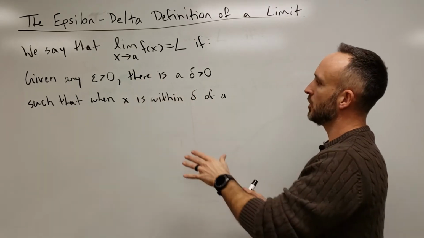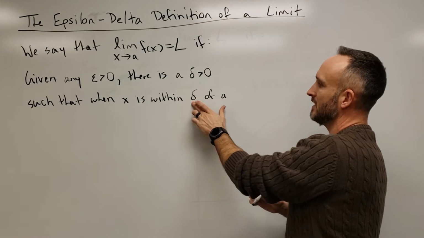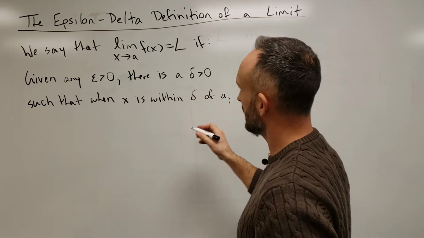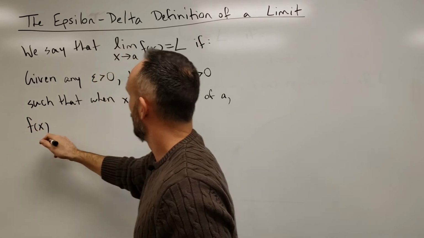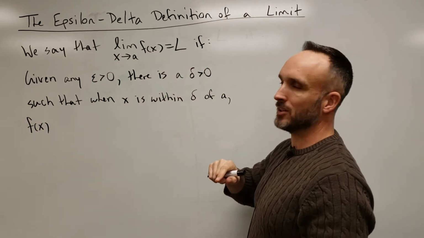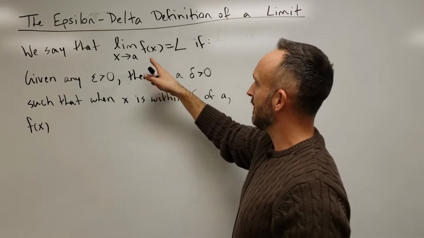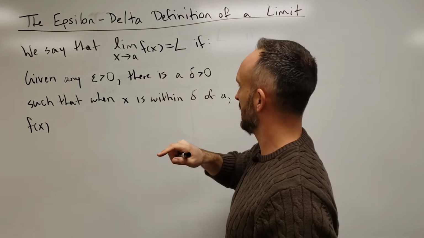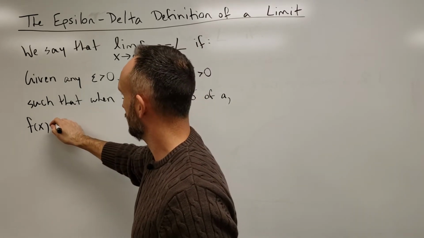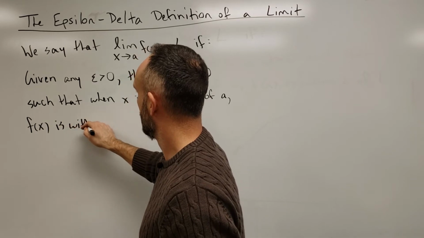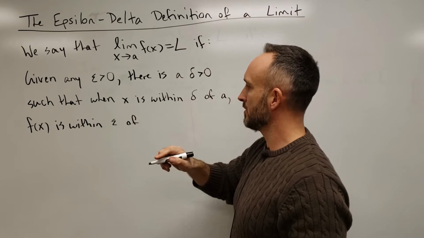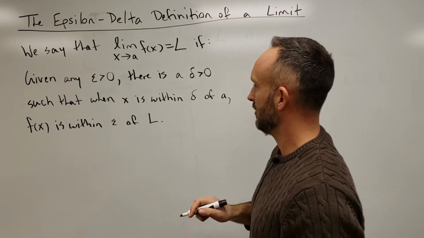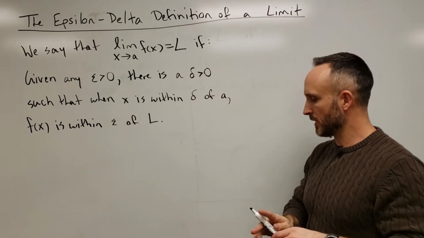So when x is within delta of a, f of x, the y value, well, what's f of x getting close to here? What's it approaching, right? f of x is approaching L as x approaches a. So f of x is within epsilon, the other tiny number, of L. Okay, so that's what we're going to focus on.